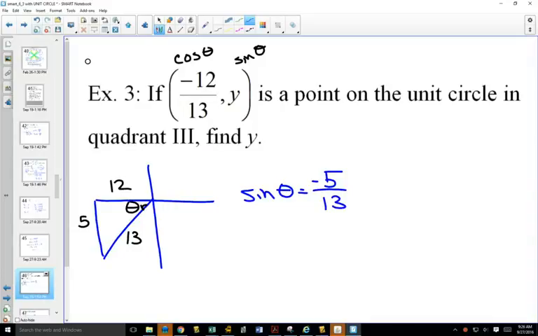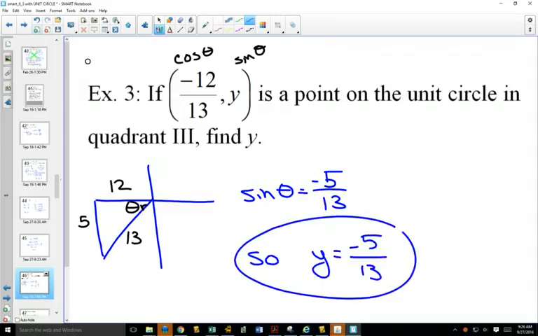Okay, this wouldn't be full marks yet because the question itself is asking for sine of theta, but not directly. It's saying find y. Right? So you need to make sure that if they're asking for y, your final answer says y equals. And in this case, y would equal negative 5 over 13. It's negative because it's in quadrant 3. Yes, you could just go to that. That would be fine.